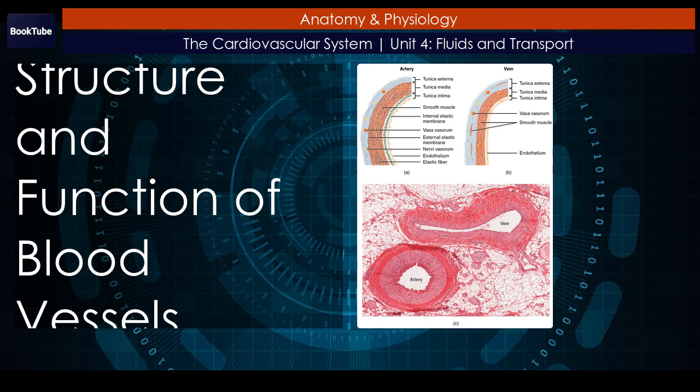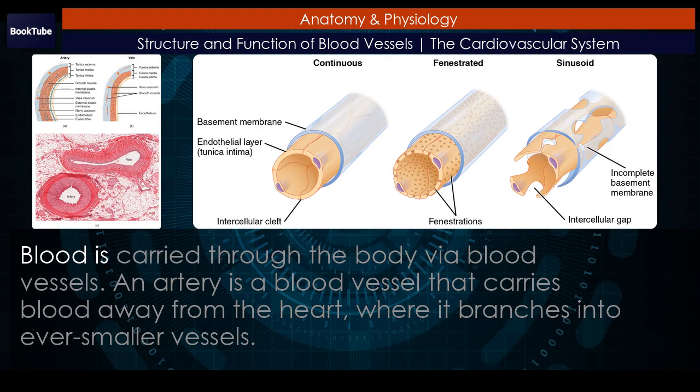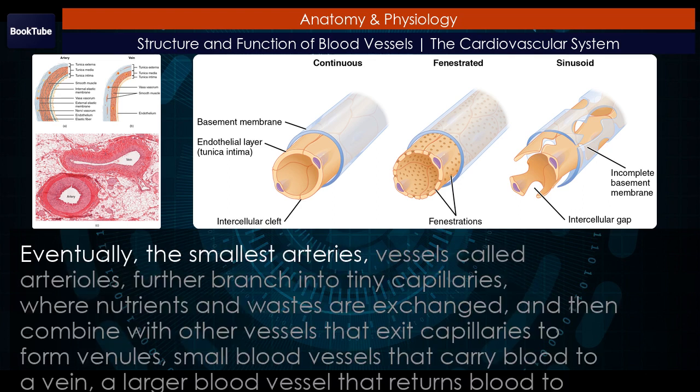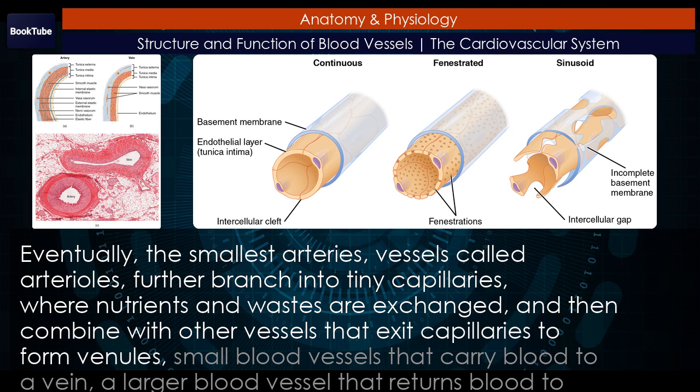Structure and function of blood vessels. Blood is carried through the body via blood vessels. An artery is a blood vessel that carries blood away from the heart, where it branches into ever smaller vessels. Eventually, the smallest arteries, vessels called arterioles, further branch into tiny capillaries, where nutrients and wastes are exchanged, and then combine with other vessels that exit capillaries to form venules.